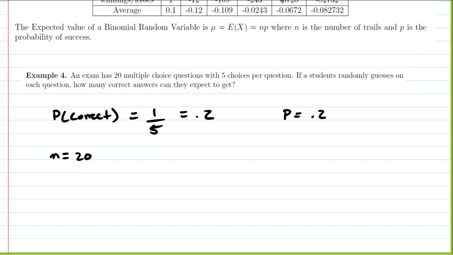Well, our formula says that our expected value mu is n times p, so that's going to be 20 times 0.2, which is going to be 4. So if you randomly guess on a 20 question multiple choice test with 5 choices per question, you would, on average, get 4 out of 20 correct.